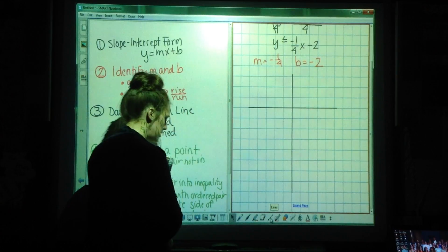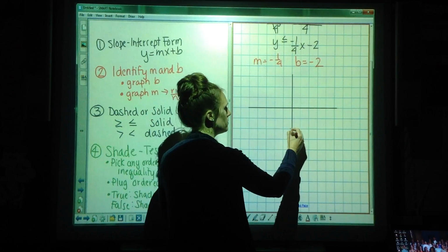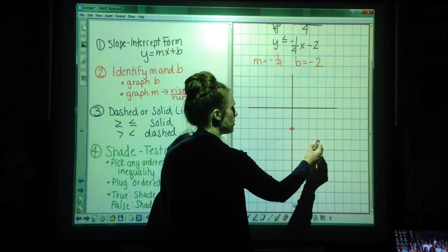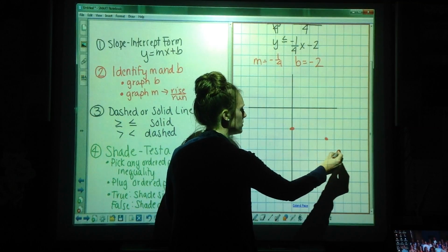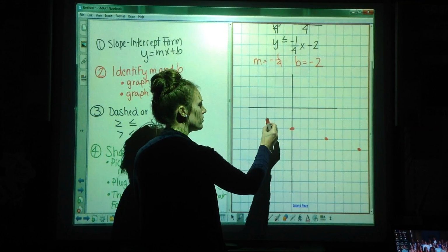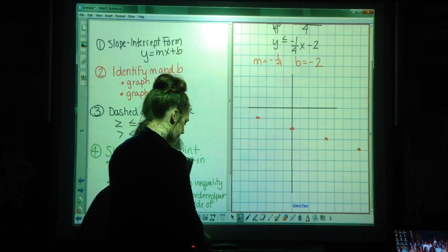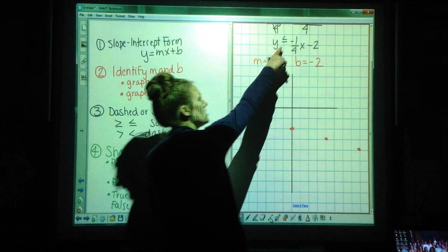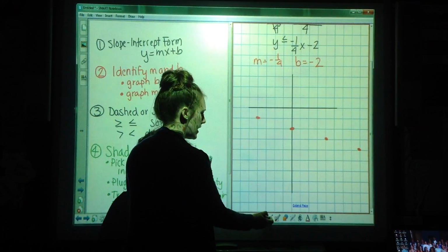I'm going to graph my b first. My b is negative 2. My slope tells me to go down 1 to the right 4. Or I can do the opposite and go up 1 to the left 4. Step 3, dash your solid line. This is a equal to, so this is a solid line.